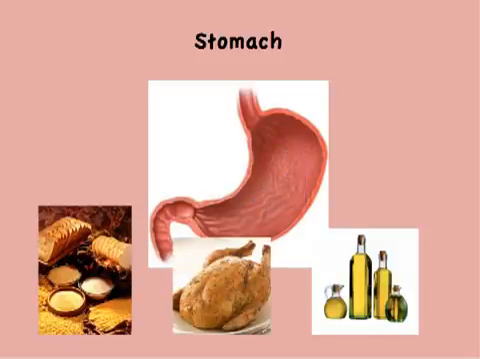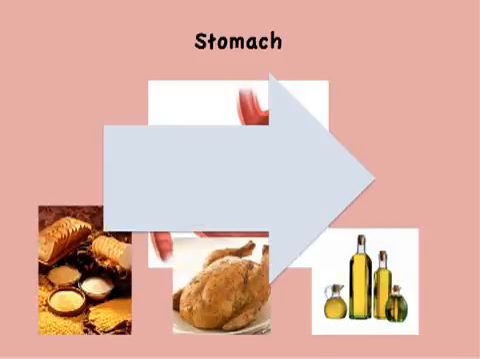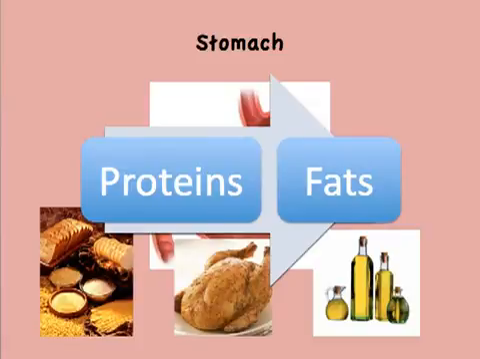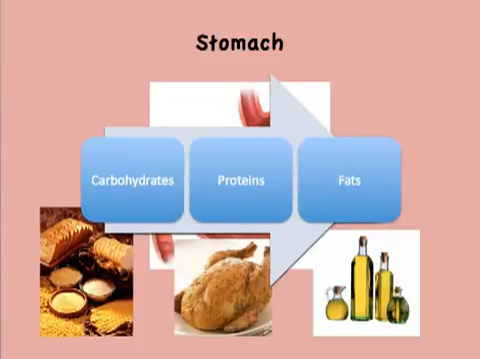Some foods are more difficult to break down and remain in the stomach for longer, whereas others are digested more quickly. Fats usually take the longest to break down, and then proteins, followed by carbohydrates.